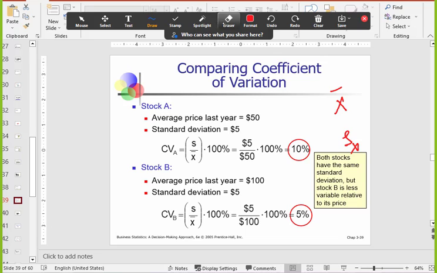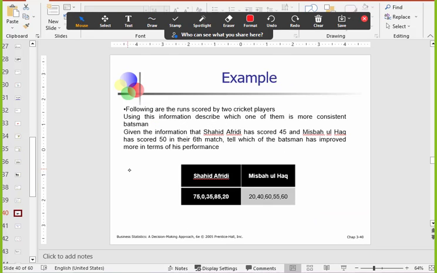Let's move forward and have a look at the next topic. This is an example for the coefficient of variance. Let's suppose you have two players, Shahid Afridi and Misbah Haq, and their scores are shown below. This question has two sub questions, but I will only focus on the question which relates to the coefficient of variance. So we have two data sets, and we need to say which player is more consistent.